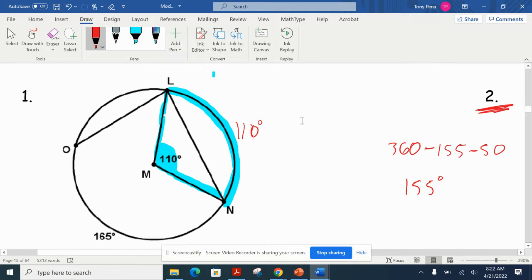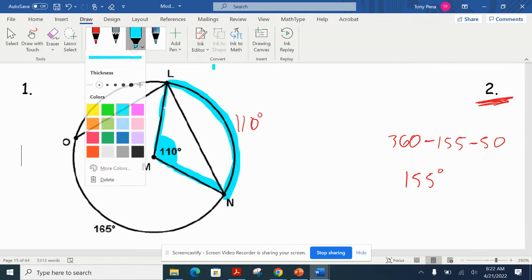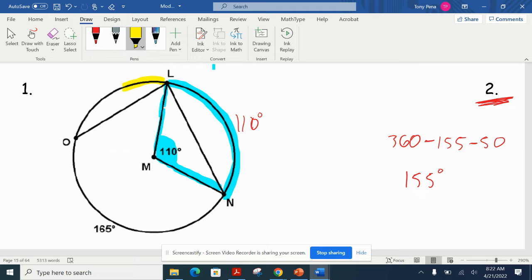All right, then from there, you do this real quick. The next thing I want you to find is this guy. What would the measure of this arc have to be? You may need a calculator here.